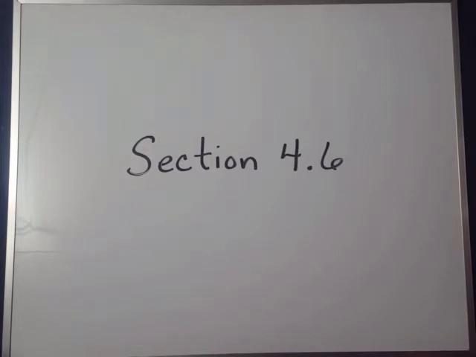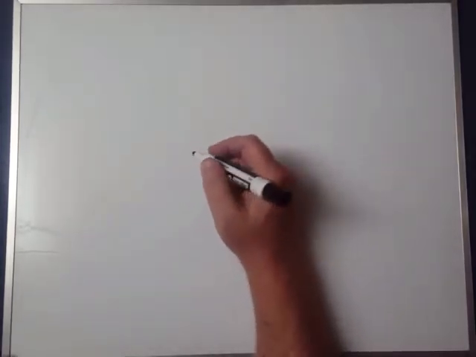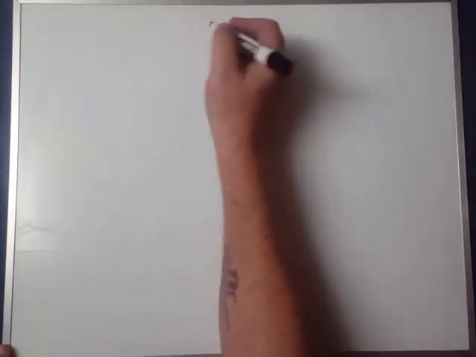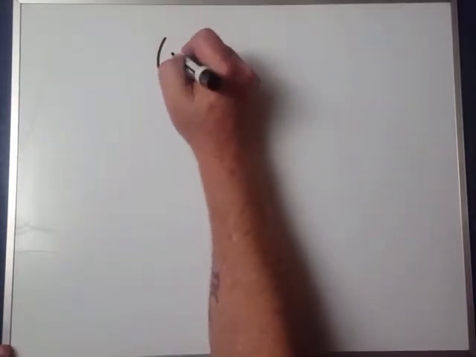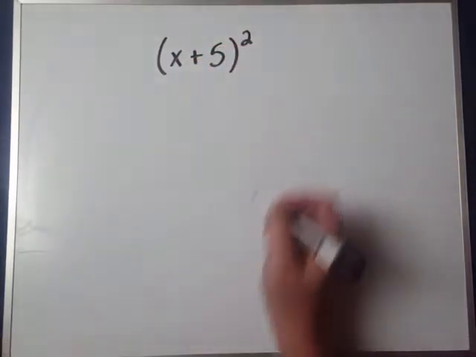Section 4.6, Special Products. In this section, we're going to continue our look at multiplying polynomials, but we're going to focus our attention on a couple special cases. Let's just start with a problem from the last section. It might look something like this.